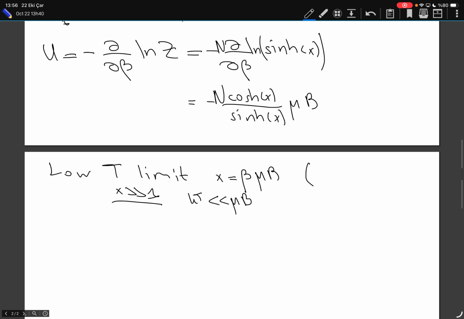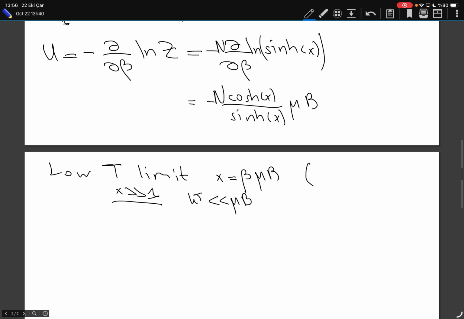That is what determines what is the low temperature and what is the high temperature. If the thermal energy is much less than the characteristic energy scale of the problem, then it's the low temperature limit. If the thermal energy is much higher than this characteristic energy scale, it's the high temperature limit.